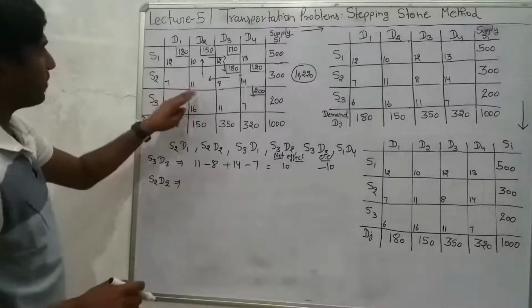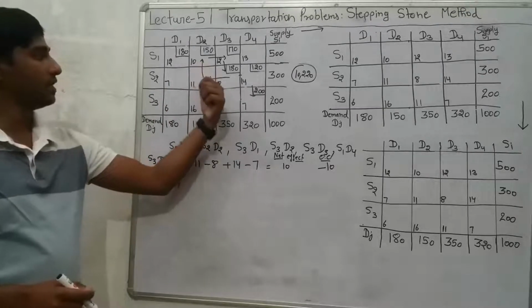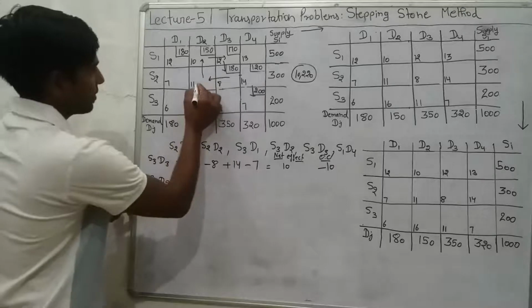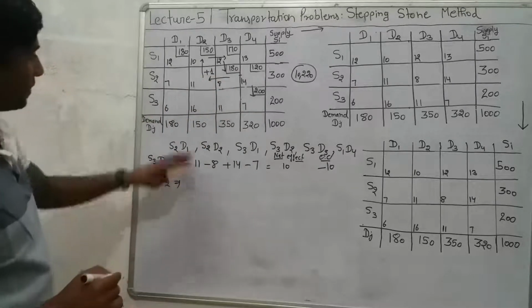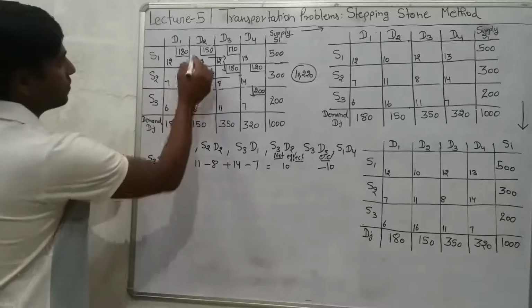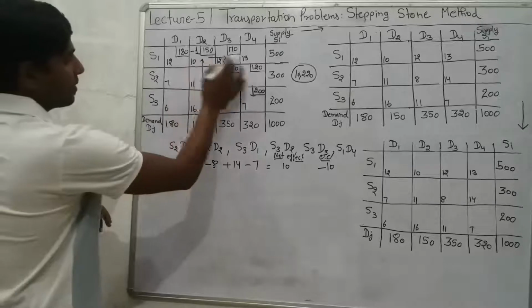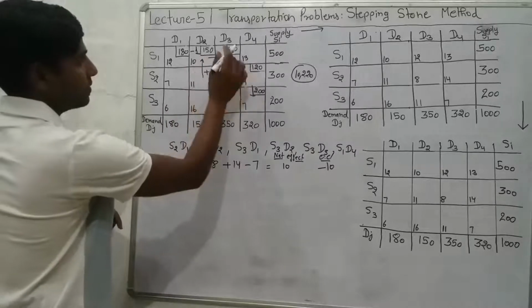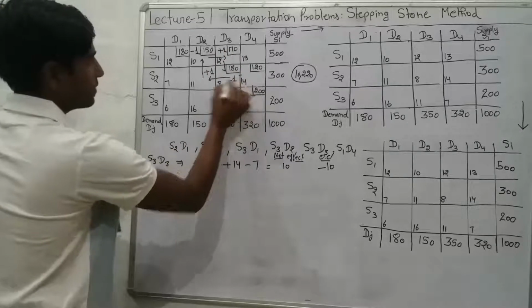So now to calculate opportunity cost, what we have to do, just assign a single unit to this cell. Like I have assigned a single unit to this cell. Then again, to adjust the rim requirements, what we have to do, reduce one unit from this cell and shift this unit to this one, plus and again minus 1.